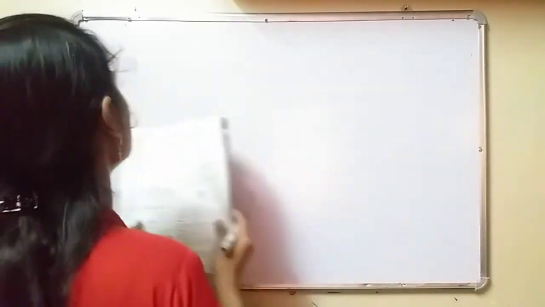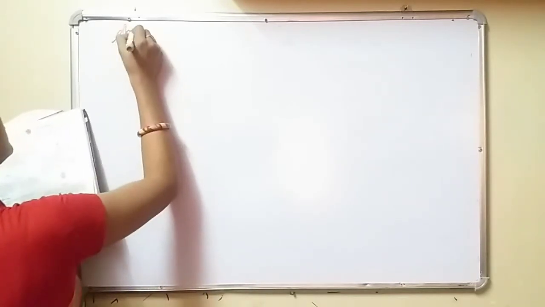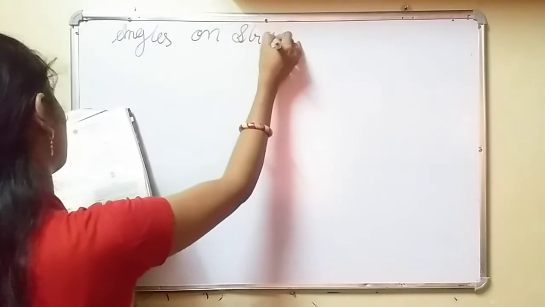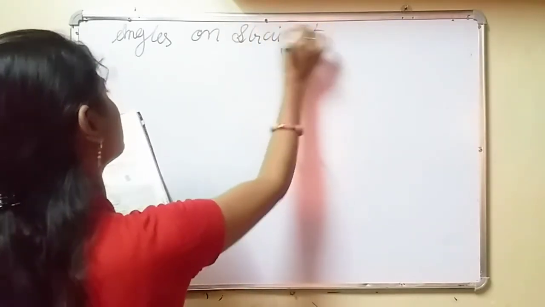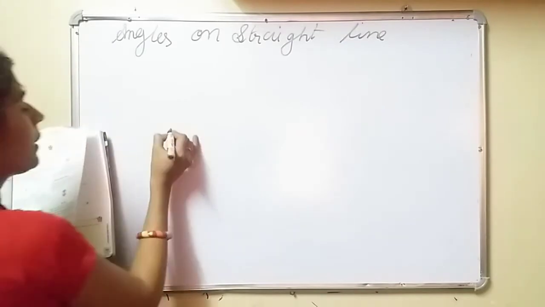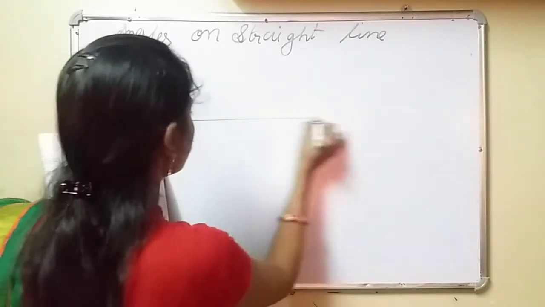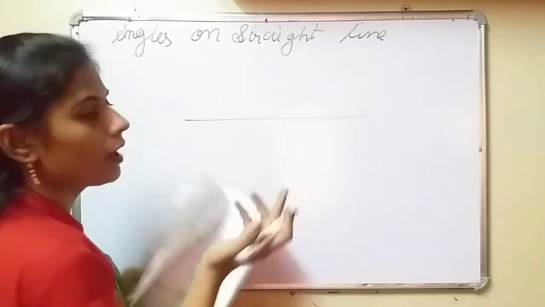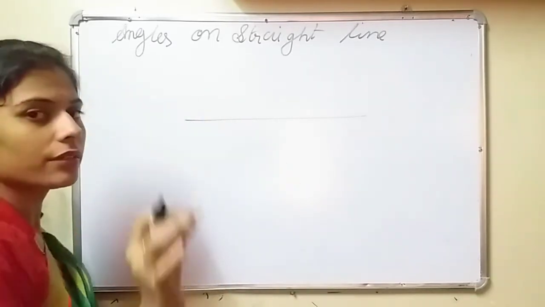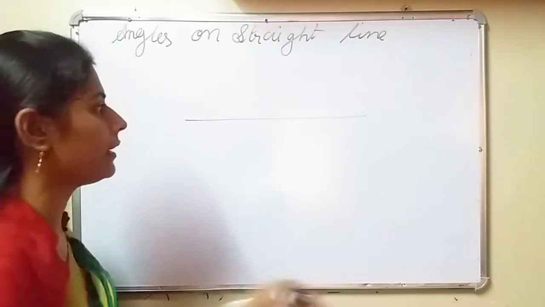Okay, now see angles on straight line. See, one straight line is given here. So I already told you, if any angle is given on the straight line, it is equal to 180 degree.